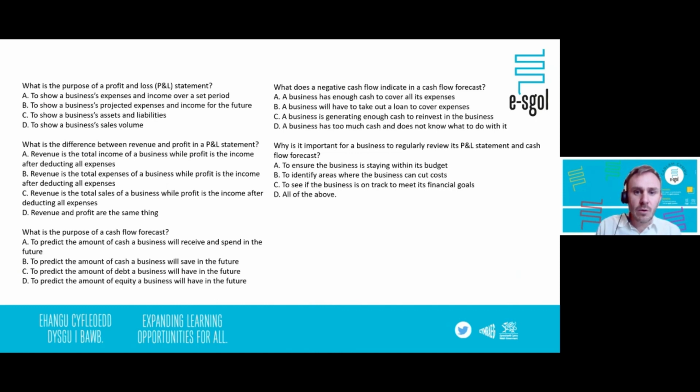What does a negative cash flow indicate in a business? A business will have to take out a loan to cover its expenses. So it comes back to tying in that source of finance topic we talked about at the start. And finally, we've got that end section. Why is it important for a business to regularly review its profit and loss statement? We have D, all of the above. So again, it's just some key questions to help you in that revision.